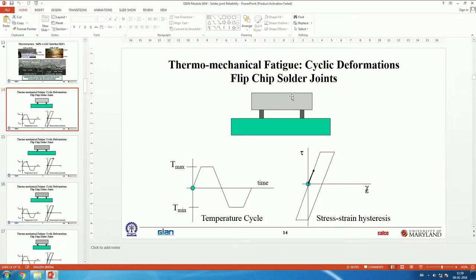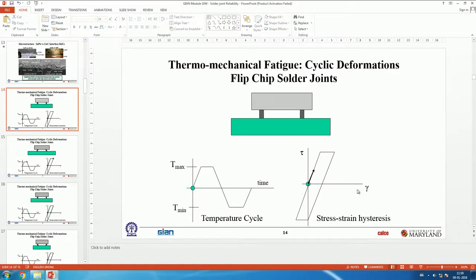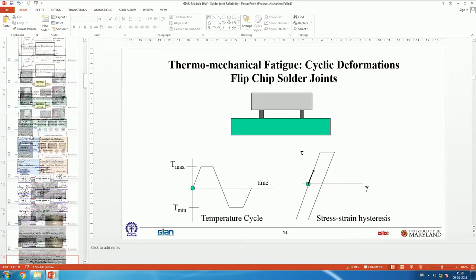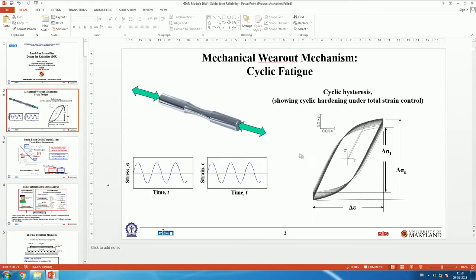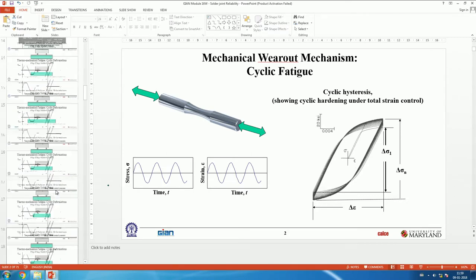So I start out, as I heat, the PWB will expand more than the silicon. So the solder joints will start to shear, okay? So the shear stress and the shear strain, this is shear strain on the vertical, sorry. Shear strain on the horizontal, okay? So shear stress versus shear strain, this is the hysteresis. Exactly as we were drawing the hysteresis here, okay, we were cross-plotting stress versus strain. That's what I'm doing here. I'm plotting stress versus strain.